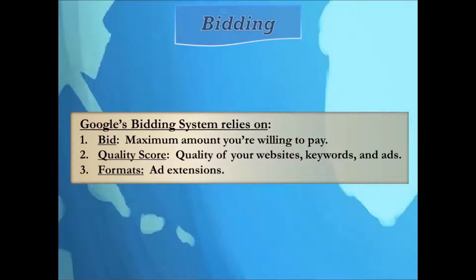Google's bidding system depends on 3 elements: the bid, which is the maximum amount that you are willing to pay; the quality score, which measures the quality of your websites, keywords, and ads; and the formats for the ad, which includes ad extensions to help increase the chance of it being clicked. All of these 3 elements will result in your ad being positioned on the ad rank. The higher your ad rank, the higher your ad will be placed in the search result.